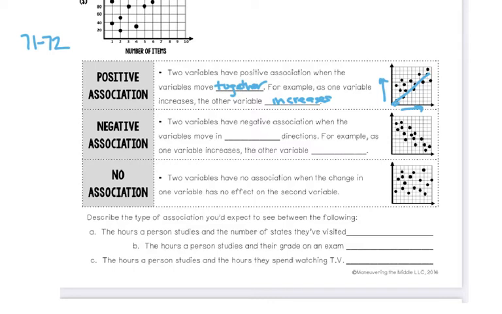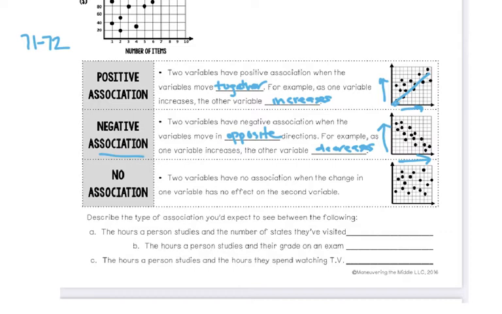Okay. There's a negative association when the variables move in opposite directions. For example, as one variable increases, the other variable decreases. So we can see that over here we're getting higher, but we're getting lower over here. Okay, so that would indicate a negative association.